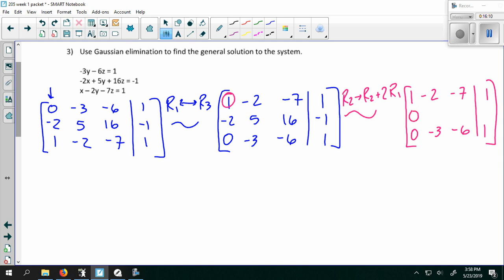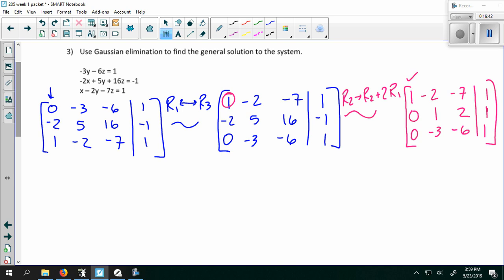So I get 0. Okay, so 2 times -2 is -4, plus 5 is 1. 2 times -7 is -14, plus 16 is 2. And 2 times 1 is 2, plus -1 is 1. Okay, so column 1 is set. I have a 1 in the first entry of the column with zeros underneath.